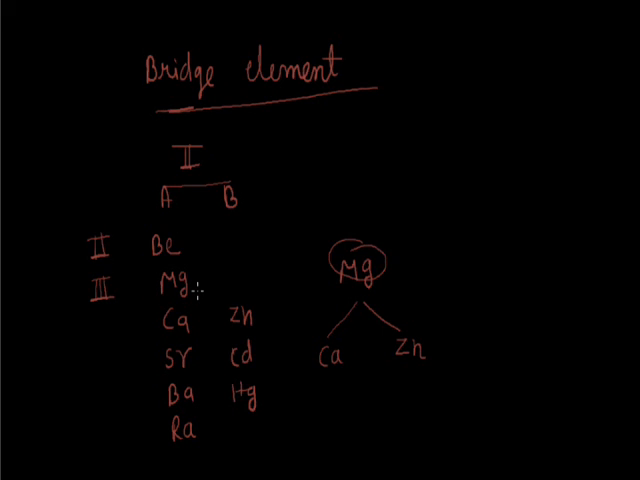Another example of a bridge element is phosphorus. It is joined with arsenic and vanadium. So in the third period, the elements are called bridge elements.